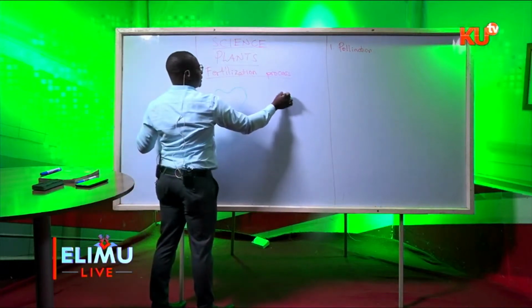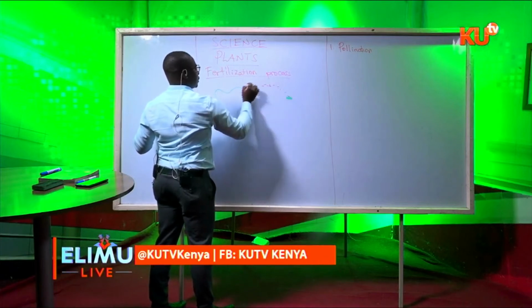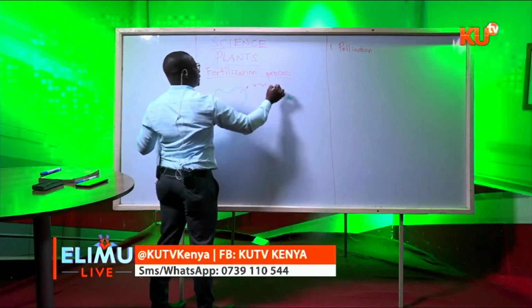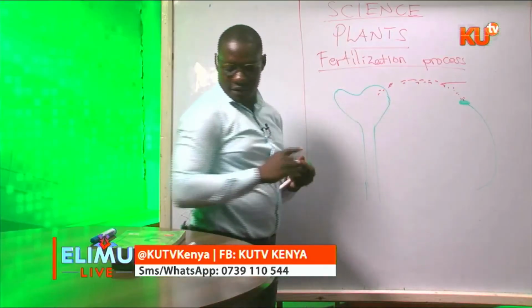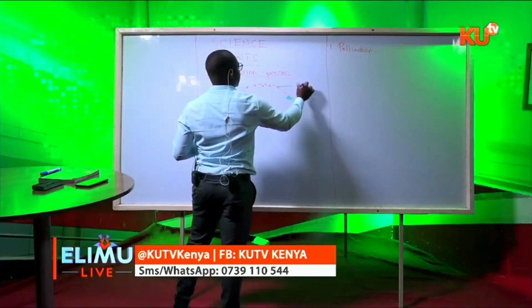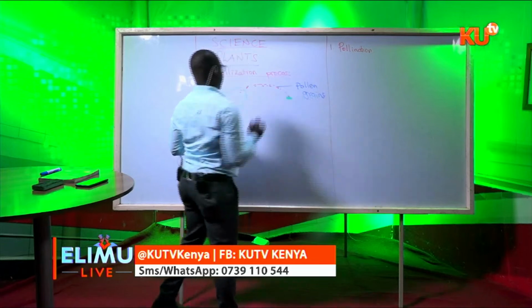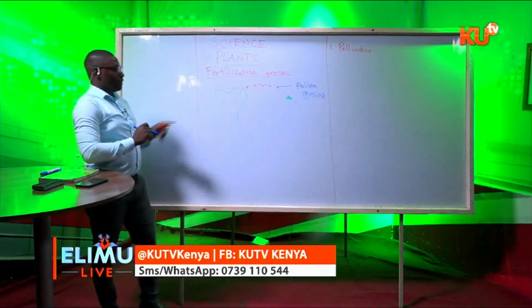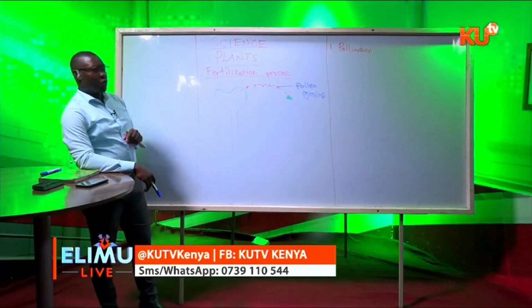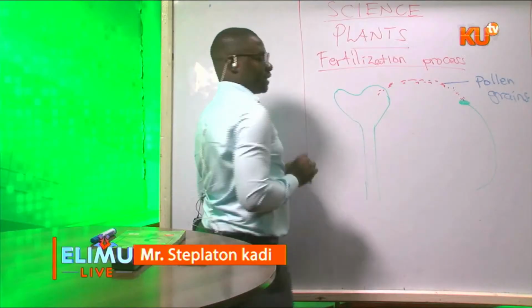The pollen grains must move from the anthers to the stigma. So this here represents the pollen grains. So we need to have pollen grains. So pollen grains must move for fertilization to take place. So the first process is pollination: movement of the pollen grains from the anthers to the stigma.